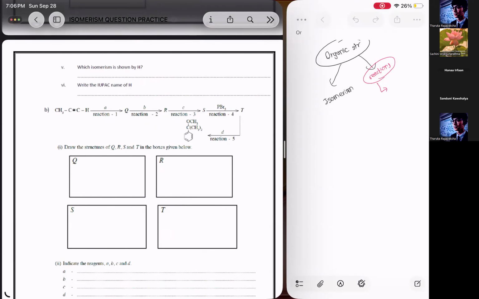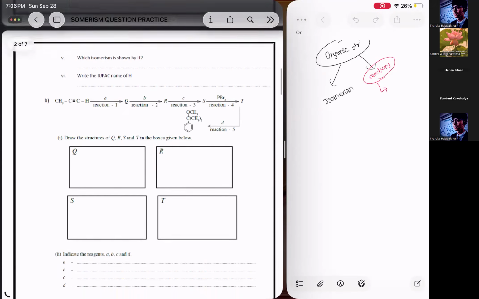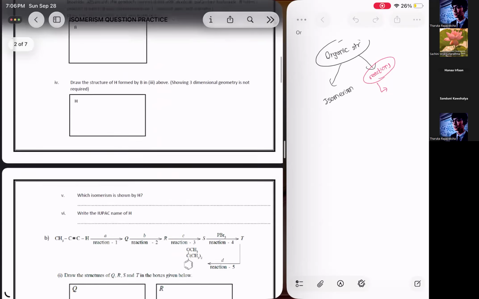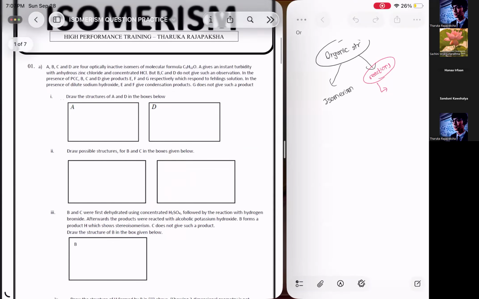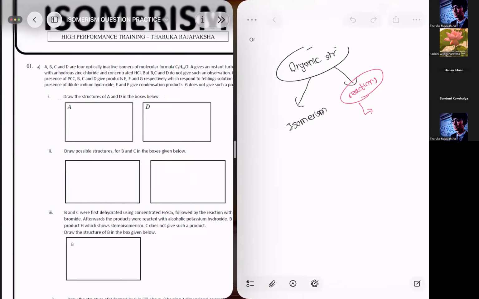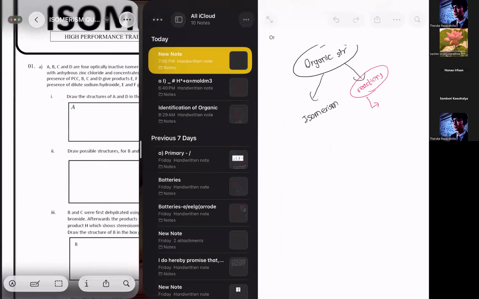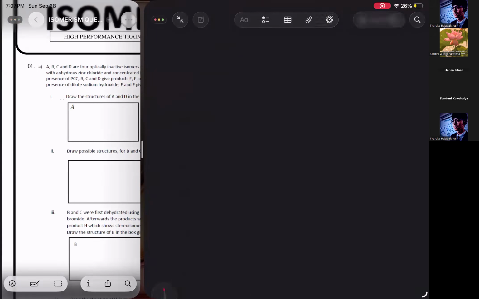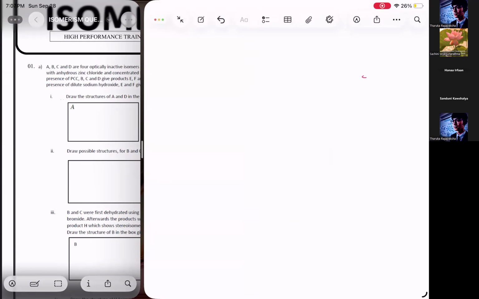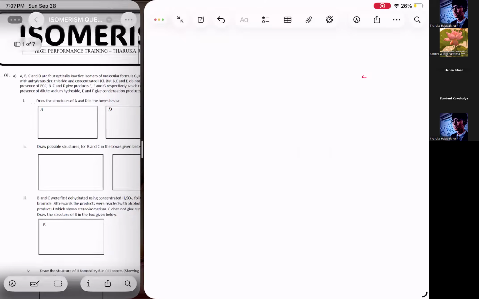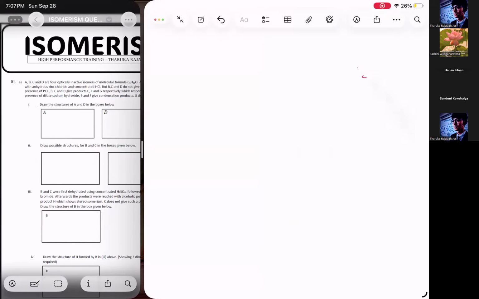In the 2024 structured essay, there was a mechanism with ketones and HCN. They asked you to write it. So likewise, there can be mechanisms also in the structured essay question. Most priority is given to isomerism in this structured essay, right? Now, people, let's do the first question.